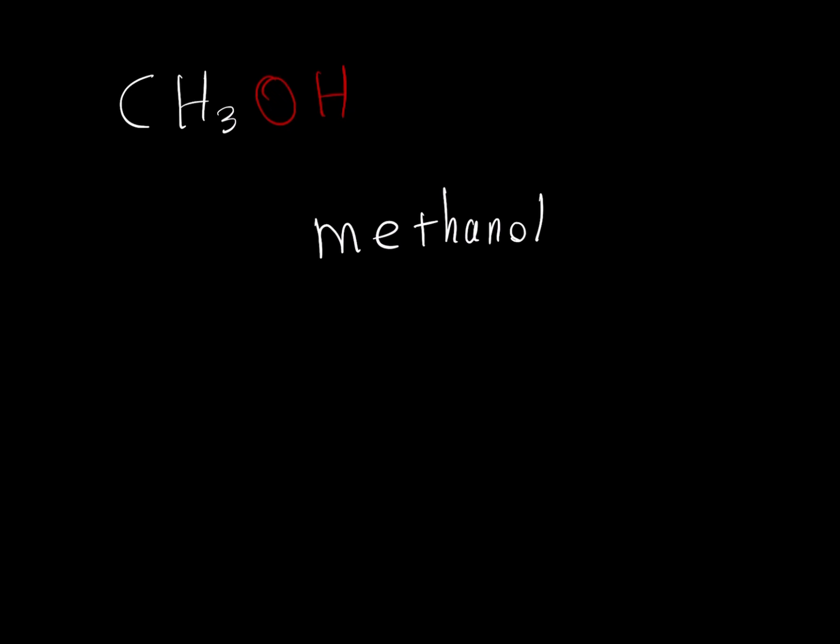You need to be familiar with the list of names. So if you have an alcohol with one carbon, it's methanol, and then 2 is ethanol, and then it continues with propanol, butanol, pentanol, hexanol, heptanol. There is also octanol, nonanol, and then decanol.